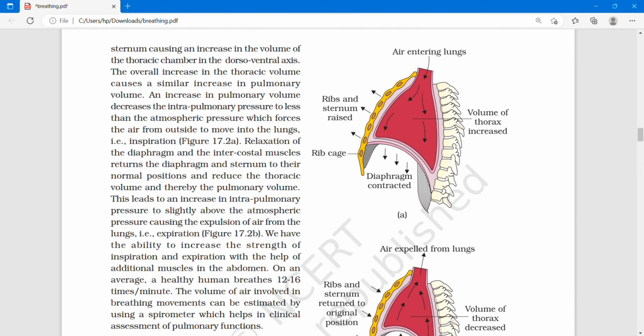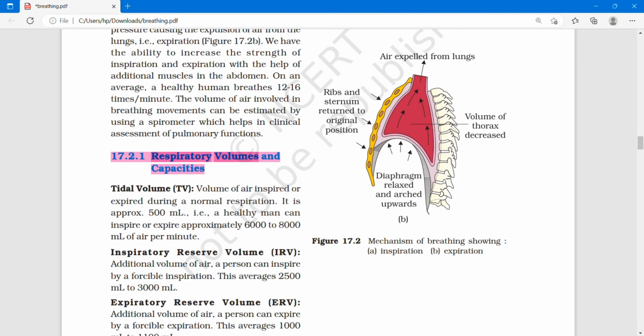The volume of air involved in breathing movements can be estimated by using a spirometer, which helps in clinical assessment of pulmonary functions. And the next one is 17.2.1, that is respiratory volumes and capacities. And in figure 17.2, mechanism of breathing showing inspiration and expiration. First one is tidal volume, that is TV. Volume of air inspired or expired during a normal respiration. It is approximately 500 ml. That is, a healthy man can inspire or expire approximately 6,000 to 8,000 ml of air per minute.